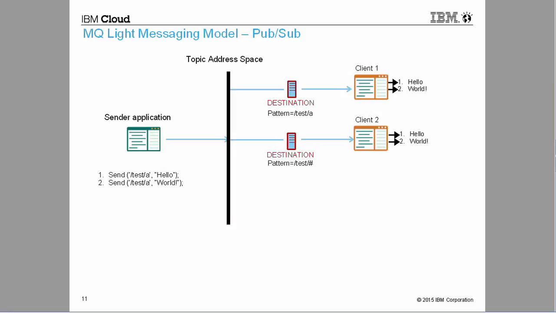So here is the publish and subscribe model that we just talked about in the beginning, based on the messaging concept. What we're trying to do here is send messages from an application to a topic, and they can be sent to multiple destinations, and multiple clients can consume the messages. This is a general pub/sub model that can be implemented in the MQLite service in Bluemix.